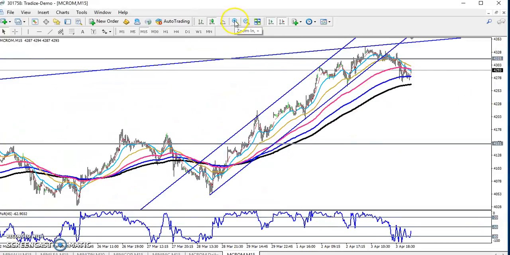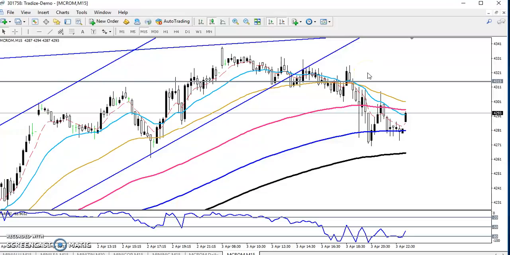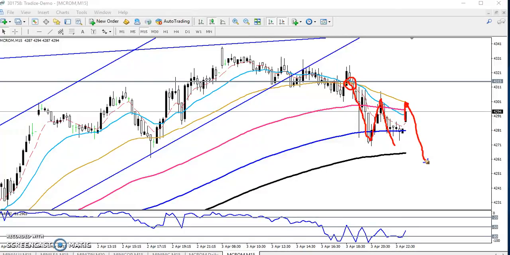Now, right now the price is following the 50 exponential moving average. You can see the price bounced from the 50. So we are expecting that if price goes near the 50, there is a probability it will bounce, because they are creating lower highs. You can see a higher high, then a lower high, lower high, and another lower high, and we are expecting it to create a lower high again.